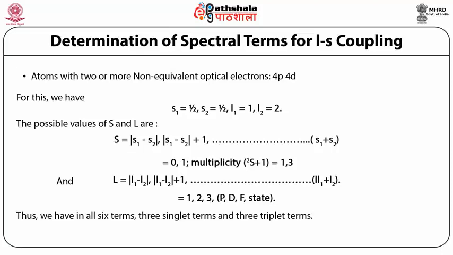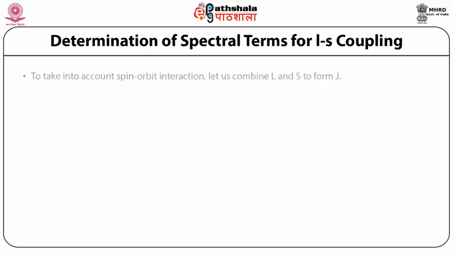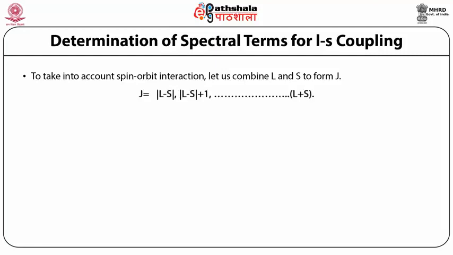Thus, we have in all 6 terms, 3 singlet terms and 3 triplet terms. These terms can be written as 1P, 1D, 1F, 3P, 3D, 3F. And to take into account spin orbit interaction, let us combine L and S to form J. J is equal to L minus S, L minus S plus 1, up to L plus S.